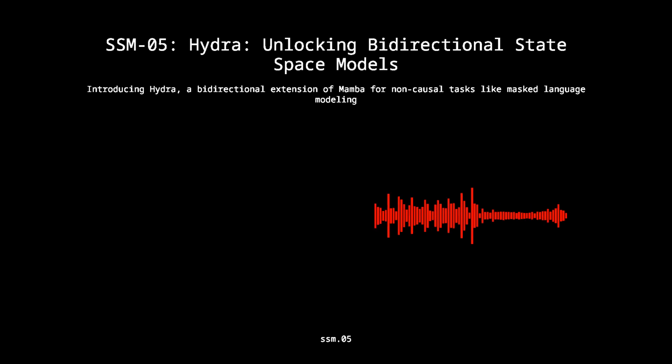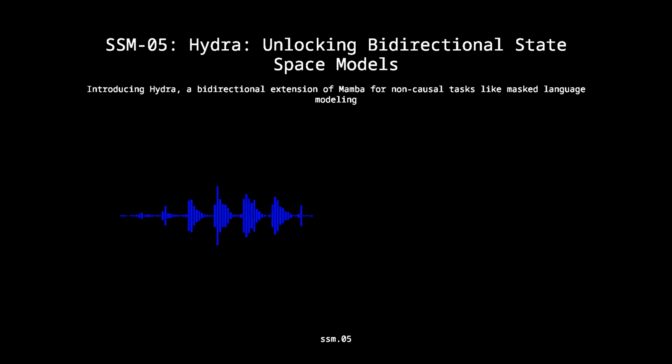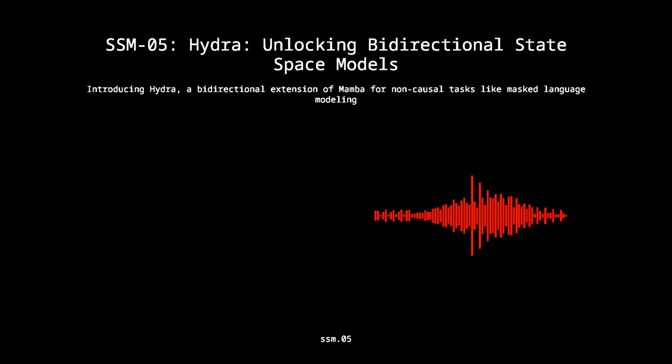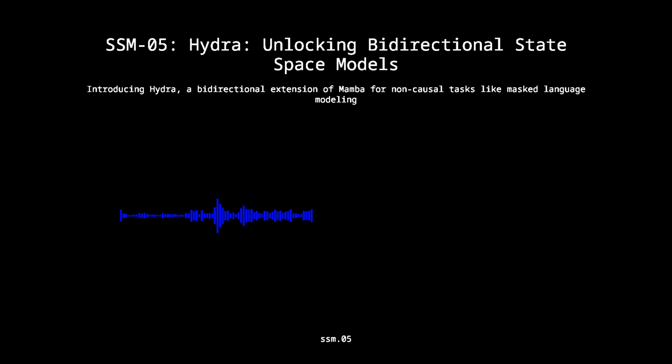We keep coming back to MLM because it's such a clear test of bidirectional understanding. It really is. Causal models struggle inherently. So how did Hydra do against established models like BERT? It actually outperforms BERT by 0.8 points on the GLUE benchmark. The average score reported is 84.3 for Hydra versus 83.5 for BERT-base. 0.8 points on GLUE average is definitely significant. That's not noise. No, it's a solid improvement.